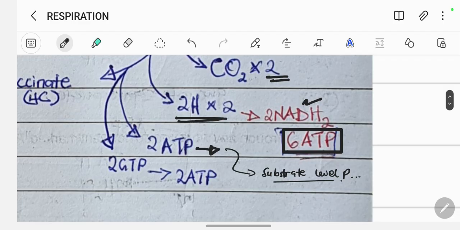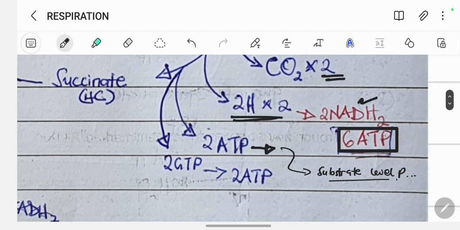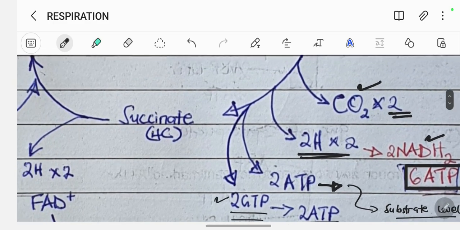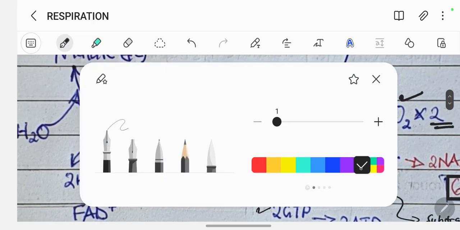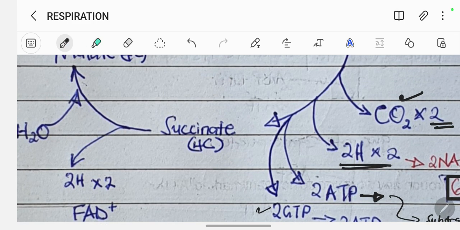So from this, we have more too. There is production of GTP. So 2 molecules of GTP are going to be turned into 2 molecules of ATP. This ATP is also going to be counted there. So from that we have succinate or succinic acid.